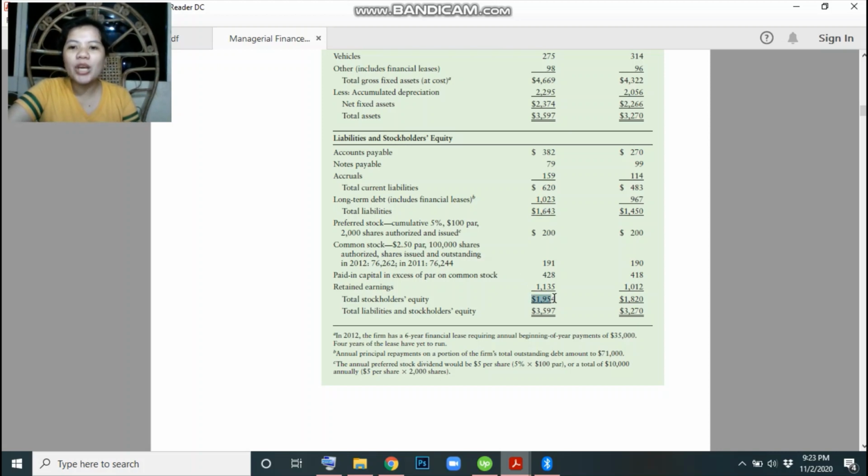But 1,954,000 is contributed by the owners of the corporation. Okay? That is the contributed capital. That is the stockholders' equity. Okay, so that is for the balance sheet.